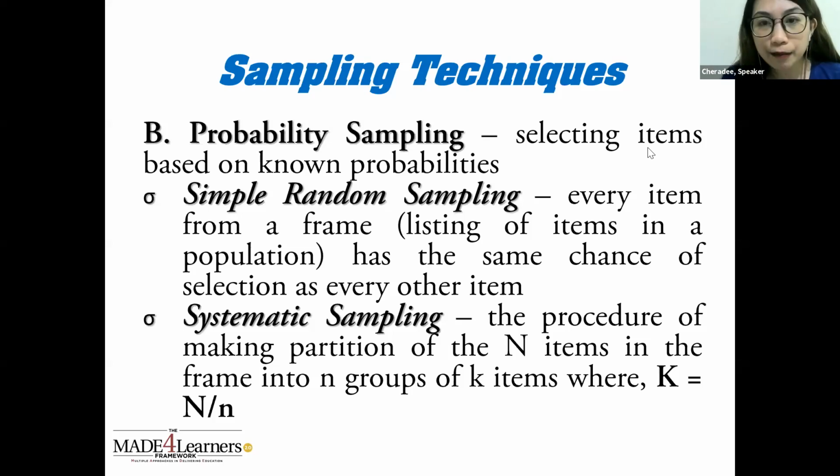Next is probability sampling. So selecting items based on probabilities. So meaning to say, you're actually sampling based on a certain probability or chance. Okay, where we have actually 4. Yeah, we have 4. Simple random. I think this is what we usually do, no? Simple random, wherein in a certain frame, we list items in the population has the same chance of selection in every other item. So you actually did not have basis for choosing.